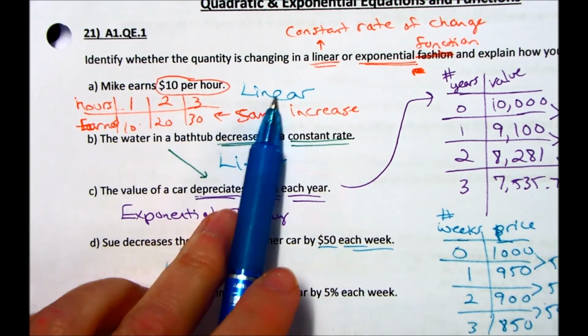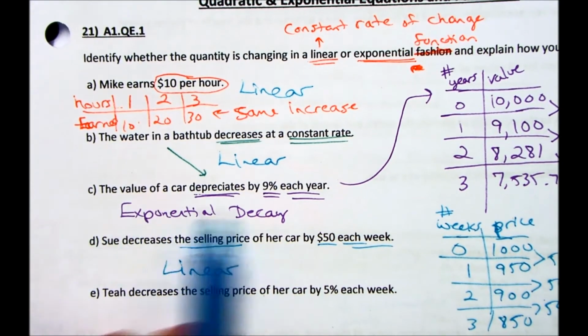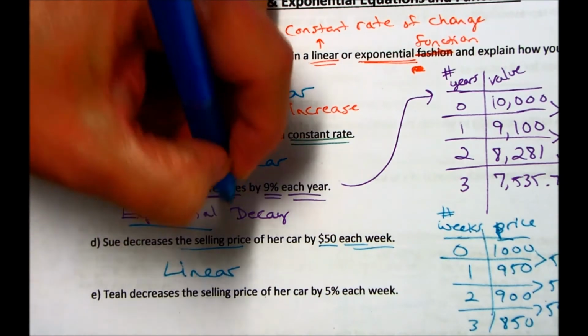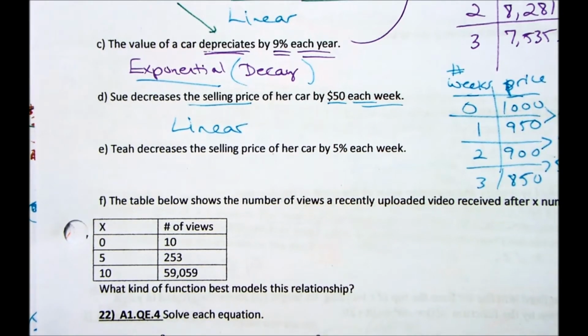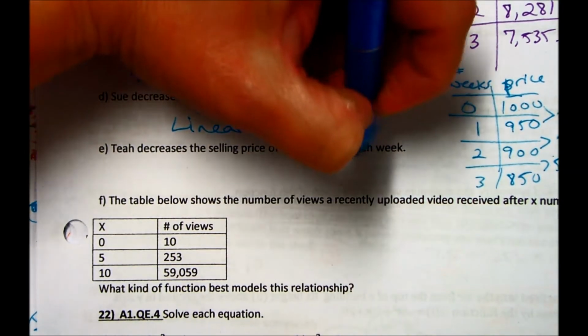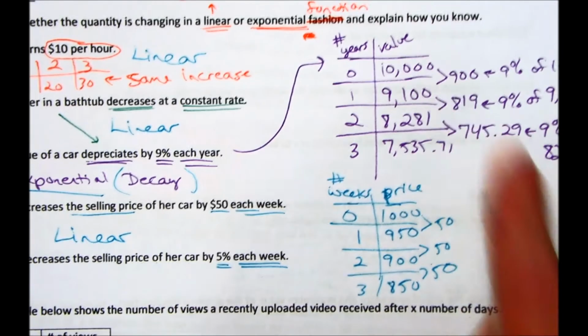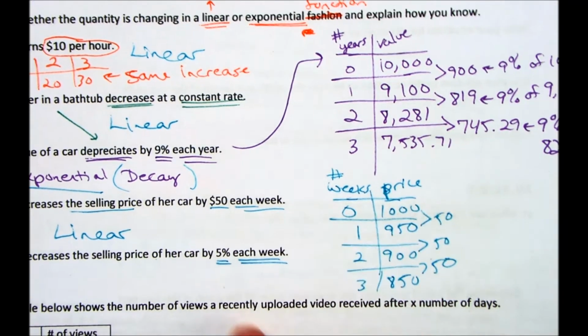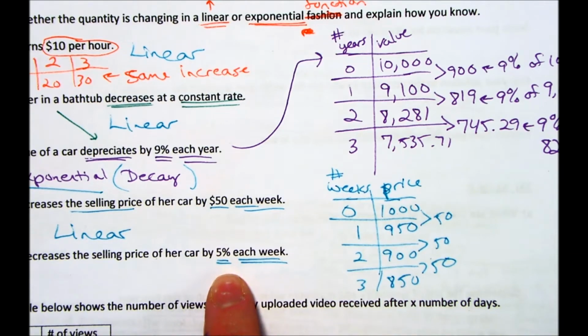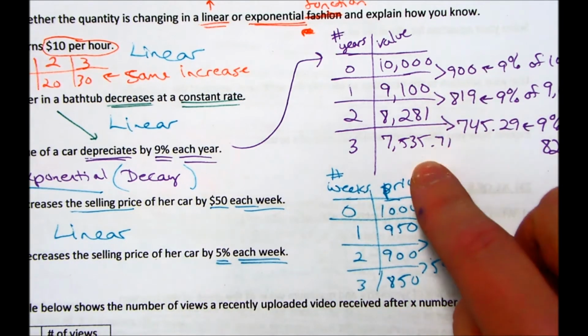So A was linear, B was linear, C was exponential, and it was also decay. And then E, you've got Tia, who's decreasing the selling price of her car by 5% each week. So this situation would be similar to the situation that we had here. Since you're decreasing by a percent, that percentage is going to change every time.